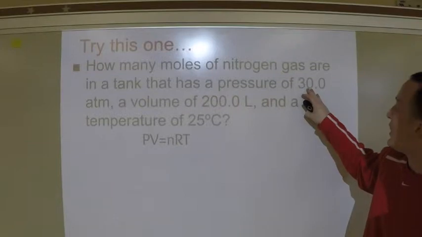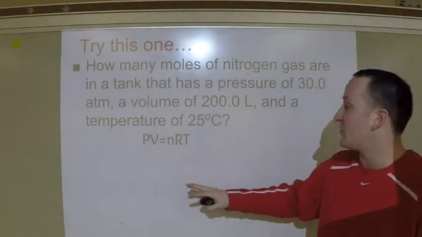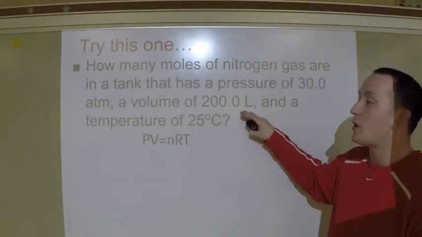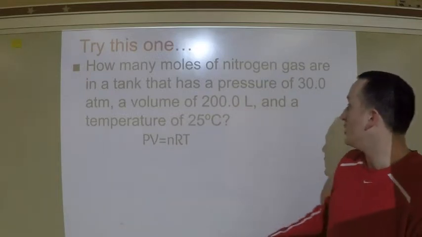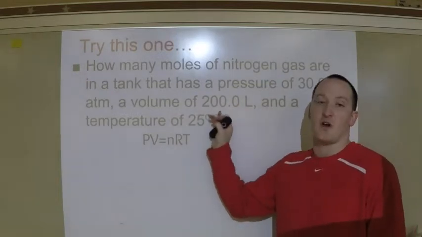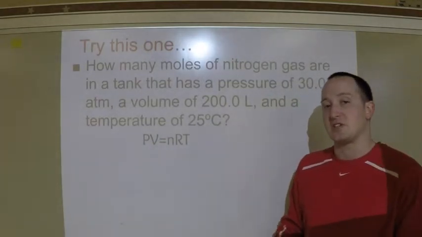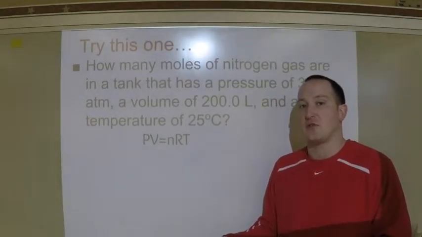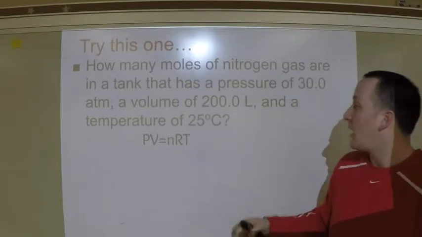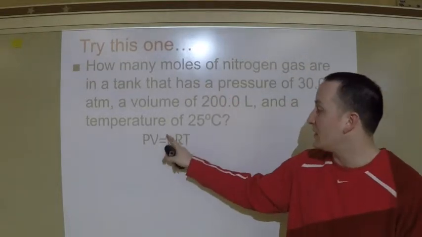My pressure, I've got 30 atmospheres. It's in atmospheres, I'm good. I've got 200 liters, so my volume is good. And my temperature is 25 degrees Celsius. Remember, I can't use Celsius. I have to change it to Kelvin. So I take 25, add it to 273, and that will give me my Kelvin. And I am solving for moles, so I'm going to leave N open.